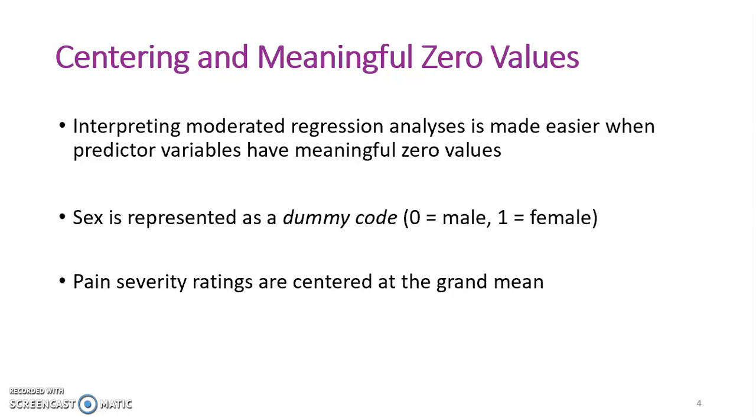In this case, sex only has 2 groups, so we're just assigning numeric values to male and to female. And then pain severity ratings we have centered at the grand mean. That's the mean of pain severity, the overall mean. So we wouldn't separate out the mean by group or anything like that.